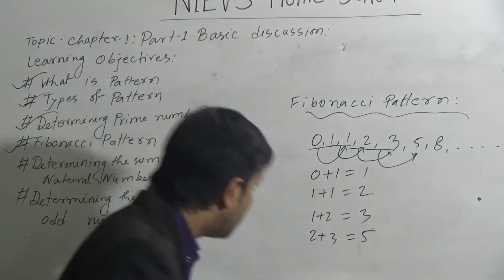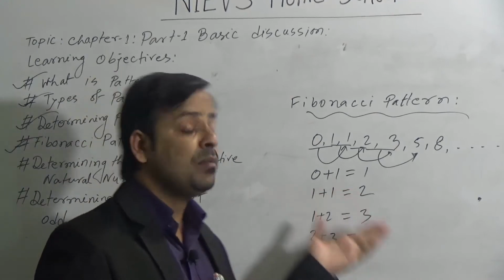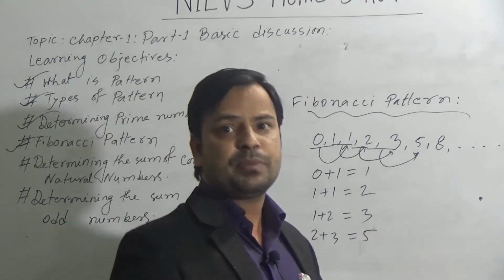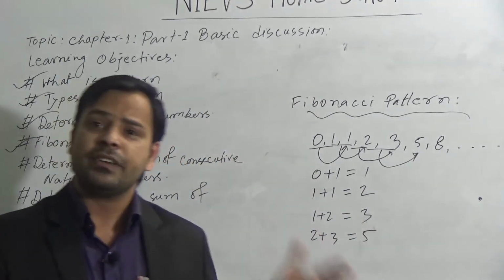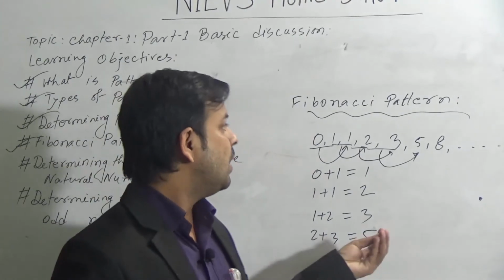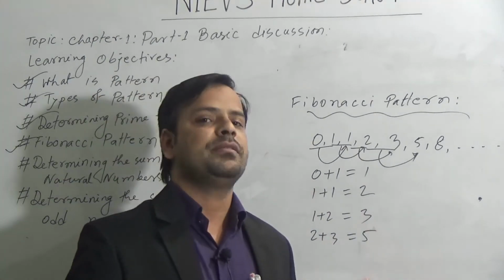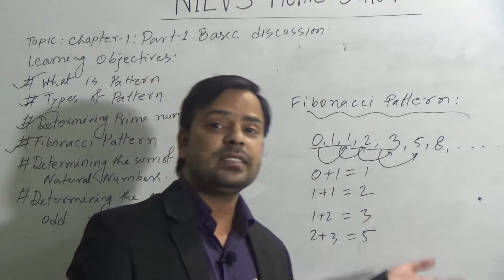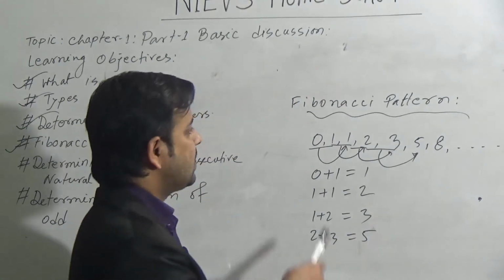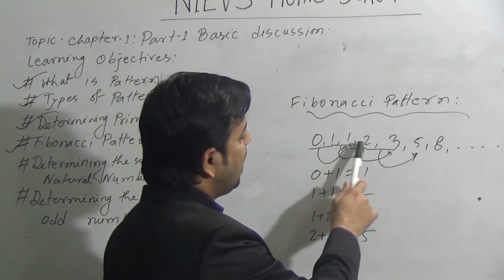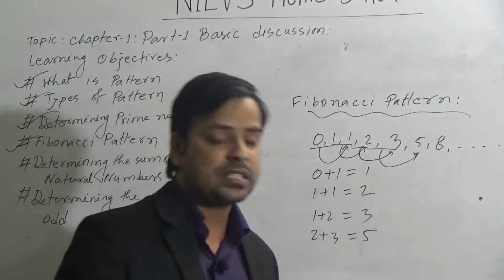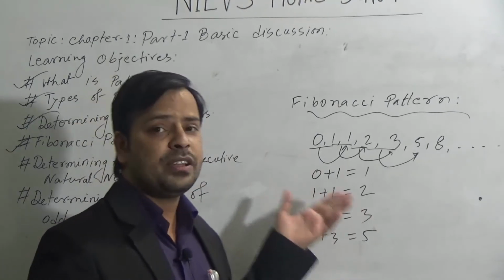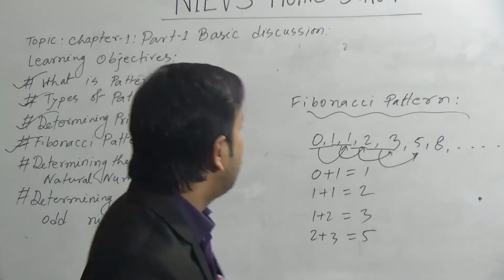So this pattern follows a rule. The rule is the sum of the two consecutive numbers is the next number. If a pattern follows this rule, the pattern is known as Fibonacci pattern. Okay, dear students, in this case the numbers are known as Fibonacci numbers. So we can say the numbers 0, 1, 1, 2, 3, 5, 8 are known as Fibonacci numbers. Okay, dear students, I hope you have understood the topic Fibonacci pattern.